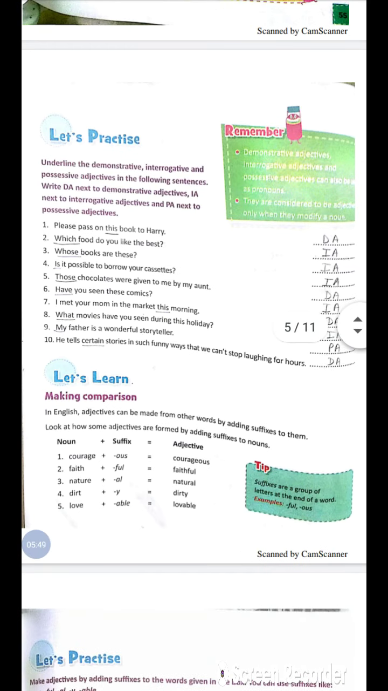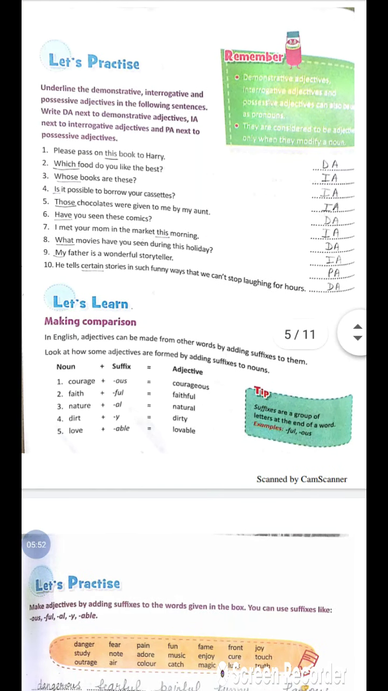So in this exercise, you have to identify the demonstrative adjectives, interrogative adjectives and possessive adjectives. For example, please pass on this book to Harry. This is a demonstrative adjective. Which book do you like the best? Which is an interrogative adjective. Whose books are these? Interrogative adjective. Okay. And my father is a wonderful storyteller. My father. So it is a possessive adjective.